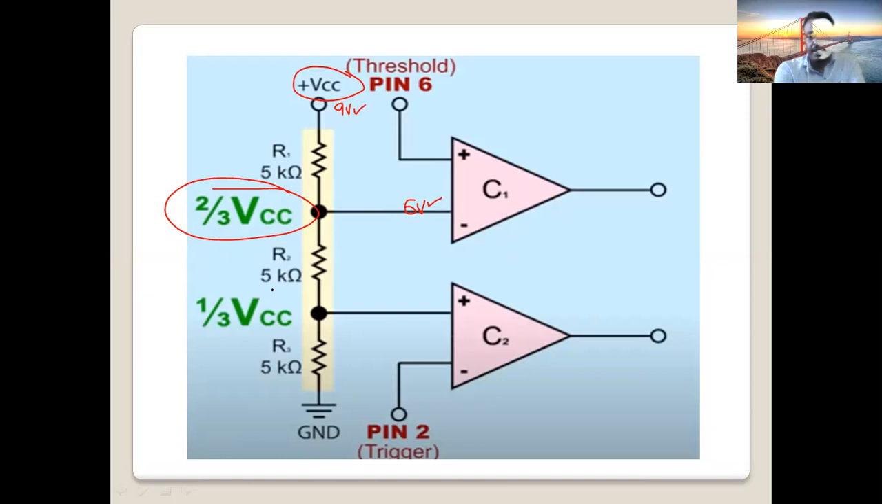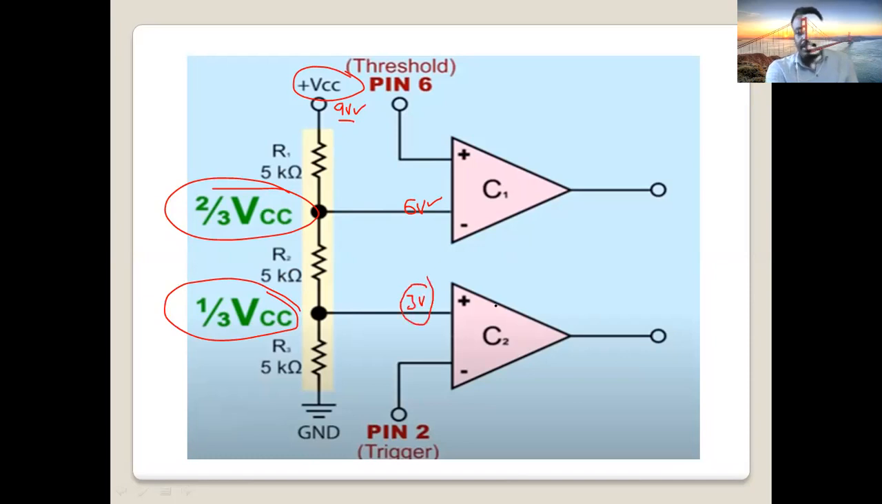Okay, next, how much voltage here? It's only 1/3, as I said. 1/3 of VCC. VCC is our battery. How much battery do we connect? 9 volts. So if you substitute VCC, 9 divided by 3, it will be 3 volt here.